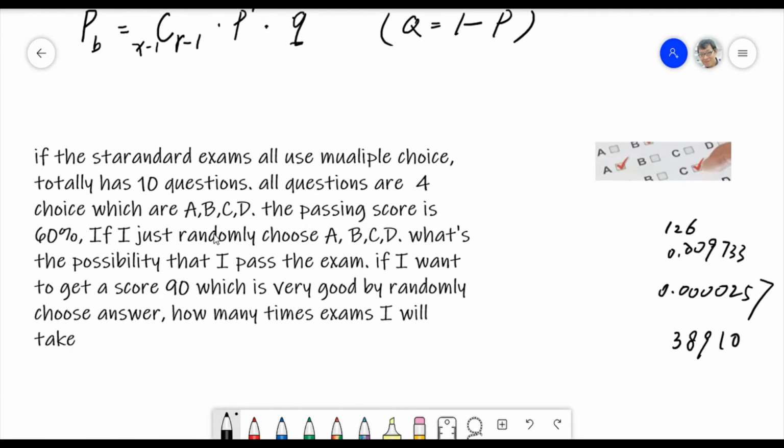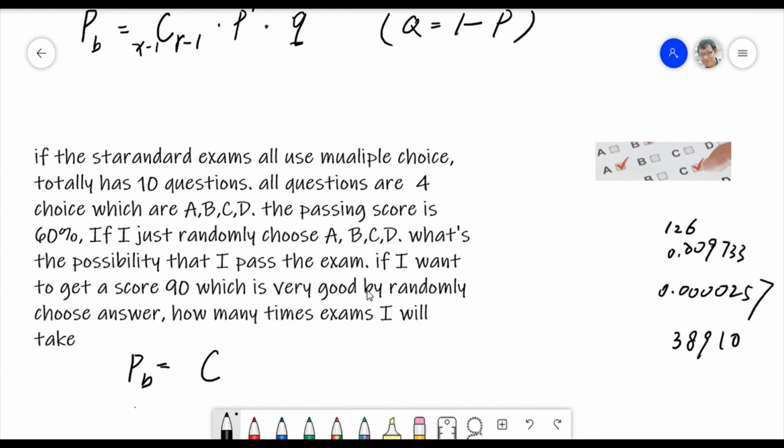So, first question. If I just randomly choose A, B, C, D, what is the probability that I pass the exam? So they ask for the probability that I pass the exam. So what's the C?